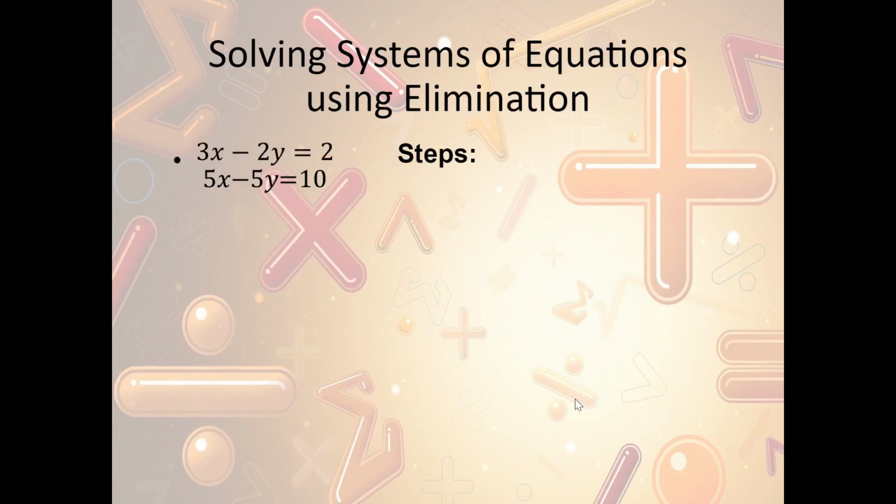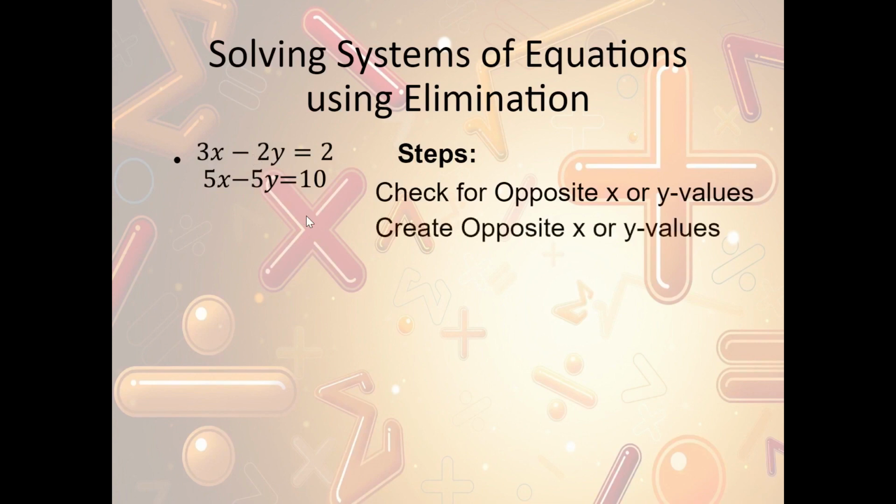Let's look at another example. We have 3x minus 2y is equal to 2, and 5x minus 5y is equal to 10. So again, I'm going to check for opposite x or y values. 3 and 5 are not opposites, and negative 2 and negative 5 are not opposites. So I need to create opposite values. Again, I can pick the x's or the y's, it doesn't matter. I'm going to go ahead and choose my x values. So I'm going to multiply this one by negative 5, and this one here by 3.